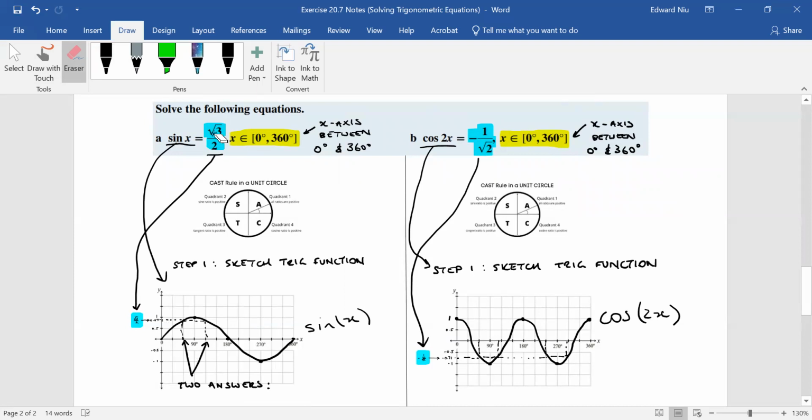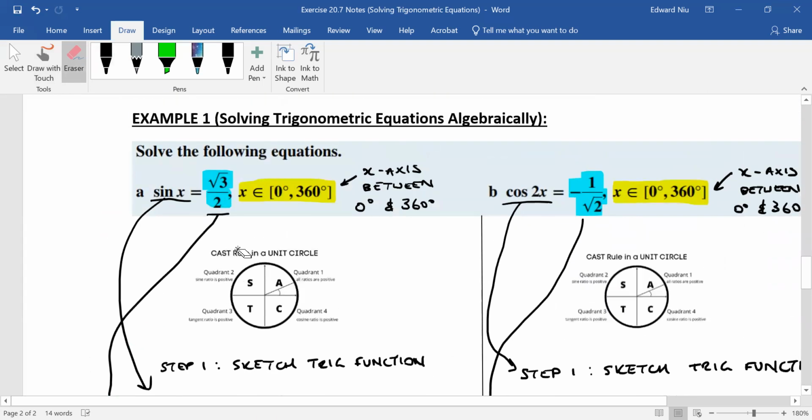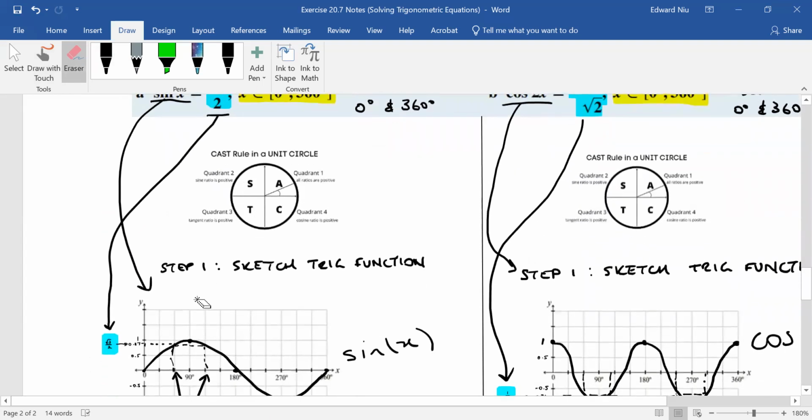On the right side of the equal sign, we have √3 on 2. If you put √3 divided by 2 in your calculator, you're going to get an answer of 0.866, an irrational number, and that's pretty close to 1. So what we can do is go onto our graph and draw these dotted lines and see how many times it hits the graph. It hits the graph twice at approximately 60 degrees and 120 degrees.